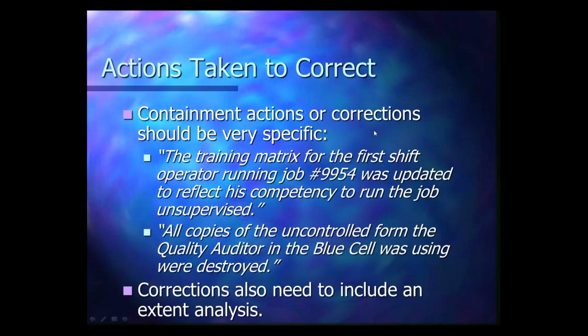Containment actions or corrections should be very specific. So in the case of our first example, the training matrix for the first shift operator running job 9954 was updated to reflect his competency to run that job unsupervised. Or all copies of the uncontrolled form the quality auditor in the blue cell was using were destroyed.